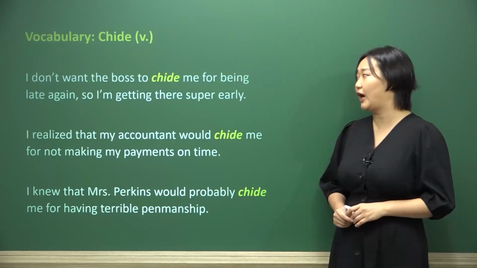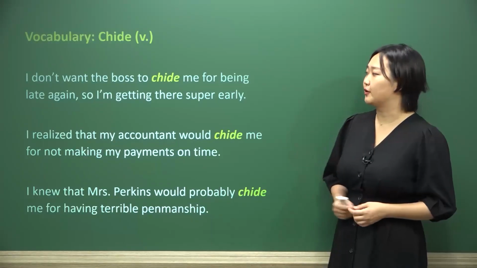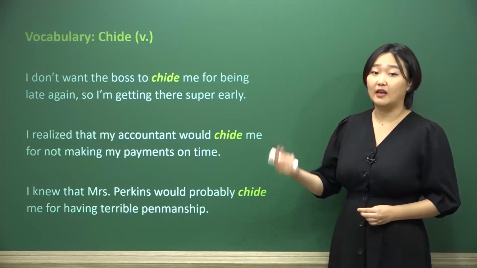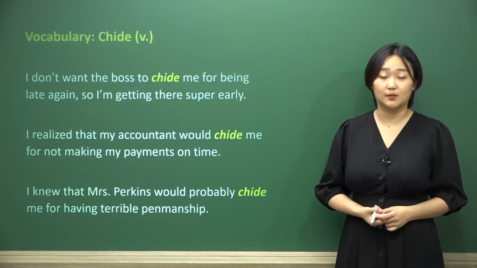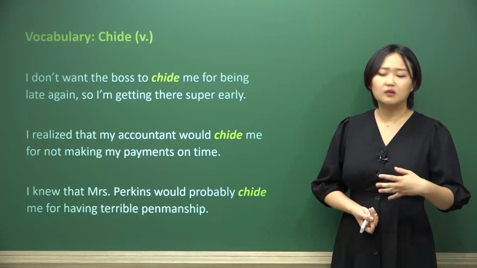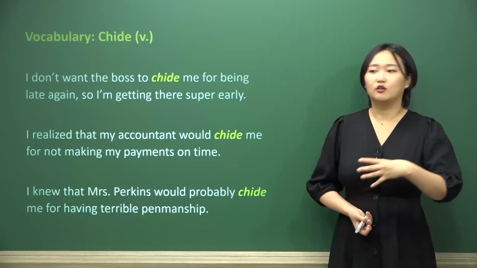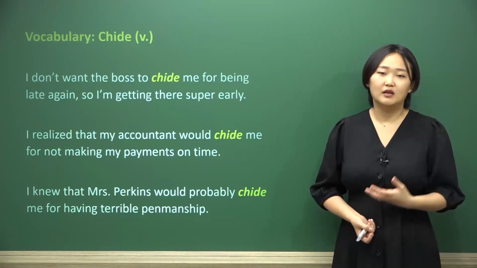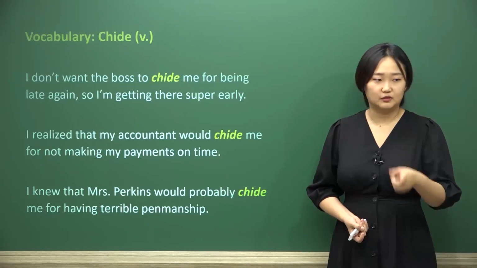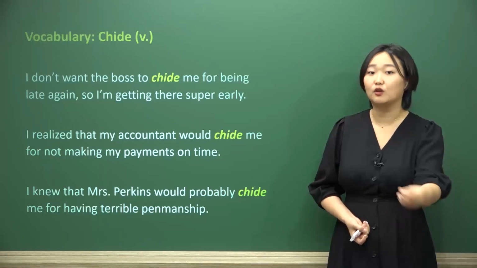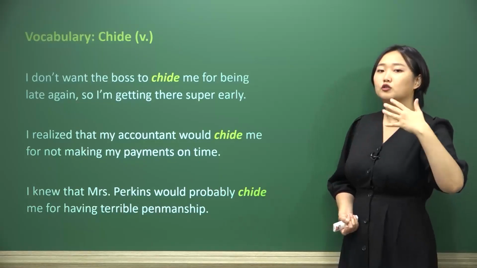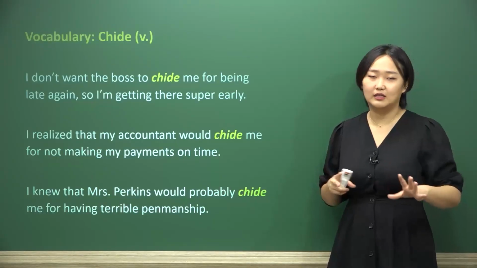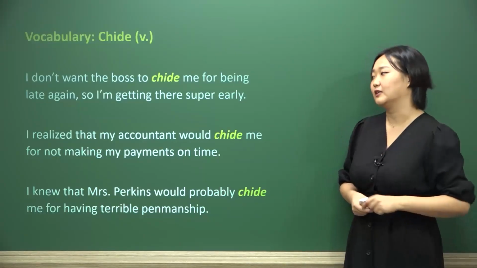I don't want the boss to chide me for being late again, so I'm getting there super early. And so I'm assuming that what happened last time was they got into trouble because they were late. And so the boss pulled them aside and said, a lot of people work in this company and we want you to be on time because it's not fair to everybody else. So you shouldn't do that. You're in trouble for being late, but also learn from your mistakes. I want you to do really good next time. And so this person is like, I don't want to hear it next time. I don't want to have to deal with it again. I'm going to get there early.